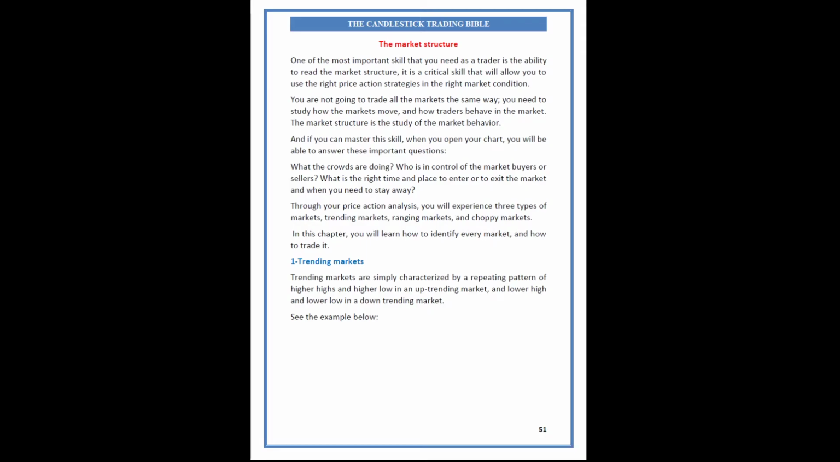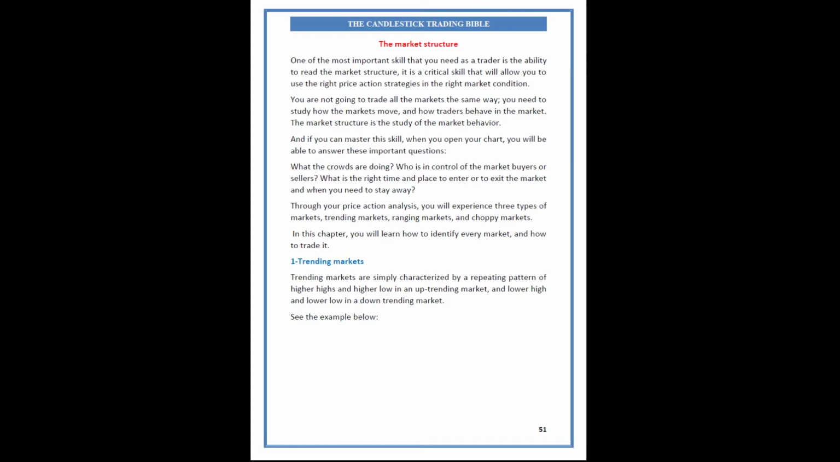So, the market structure. One of the most important skills that you need as a trader is the ability to read the market structure. It is a critical skill that will allow you to use the right price action strategies in the right market condition. You're not going to trade all the markets the same way. You need to study how the markets move and how traders behave in the market. The market structure is the study of market behavior. And if you can master this skill, when you open your chart you'll be able to answer these questions: what the crowds are doing.